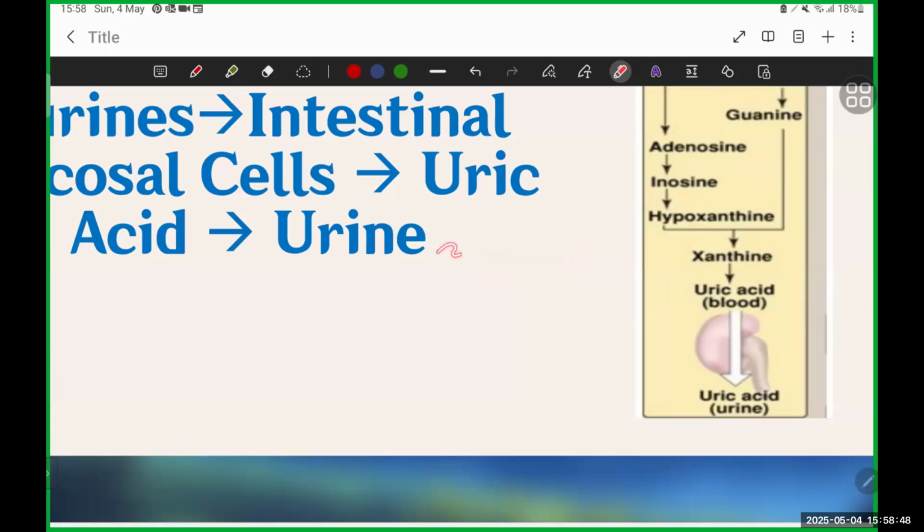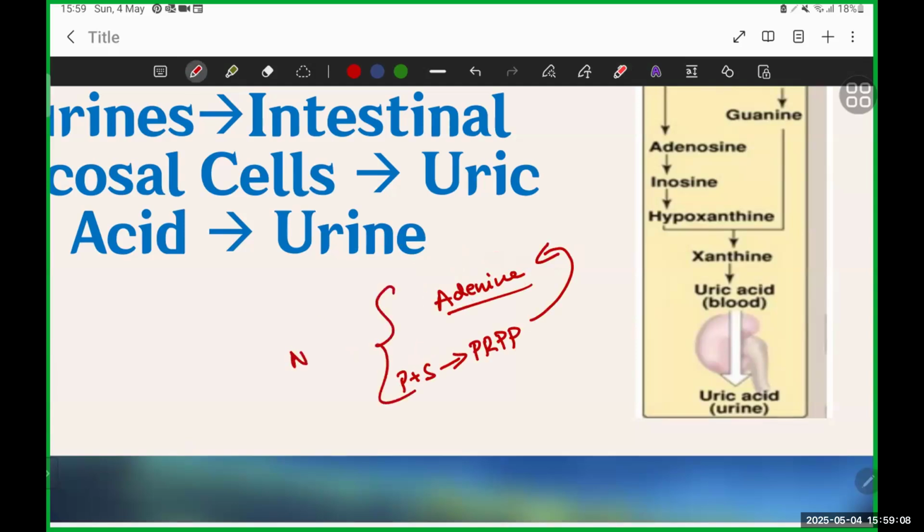So you have the base adenine, and you want to add phosphate and sugar to it. Now, what is phosphate and sugar called together? It's called PRPP. All right. Again, PRPP comes here to save the day. PRPP, adenine, you form a nucleotide.